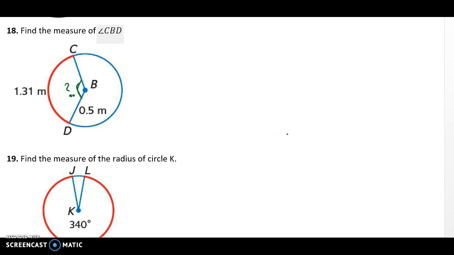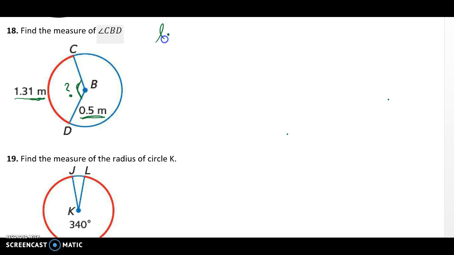But then notice they give us 0.5 as a radius, and they give us 1.31 meters, and that's not the measure of the arc in degrees, right? It's in meters. So it's actually the arc length. Okay, so we're going to have to use that arc length formula, plug in the length, plug in the radius, and then we can find the measure of this angle because that's the x in our formula.